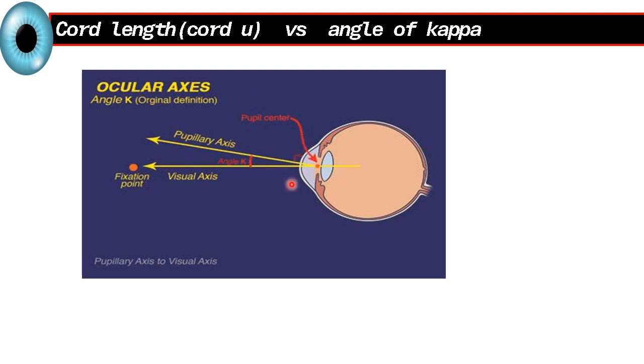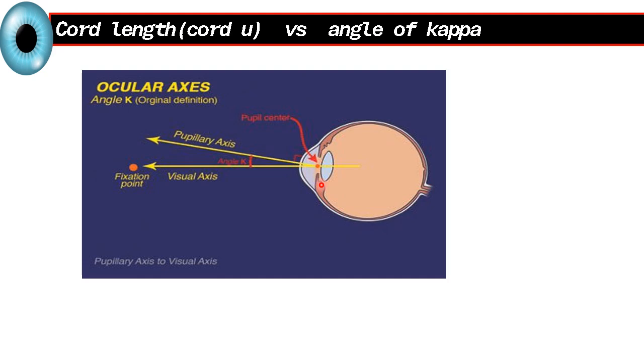So the normal value of the virtual chord length is an average of 0.3, and a value more than 0.6 millimeter is regarded as abnormal. However, for the real chord length, the mean value is 0.2, and a value more than 0.4 is abnormal.